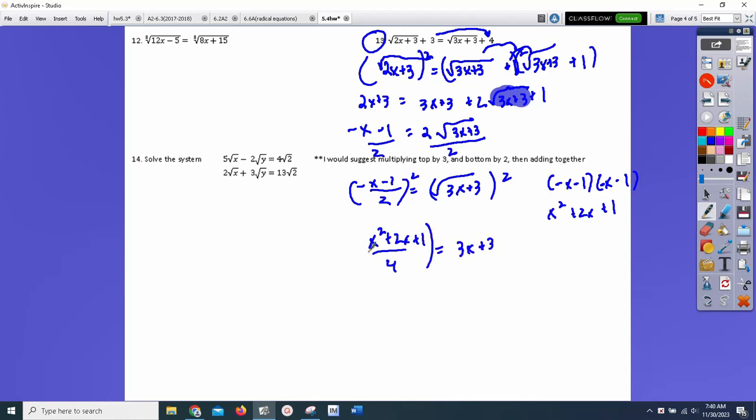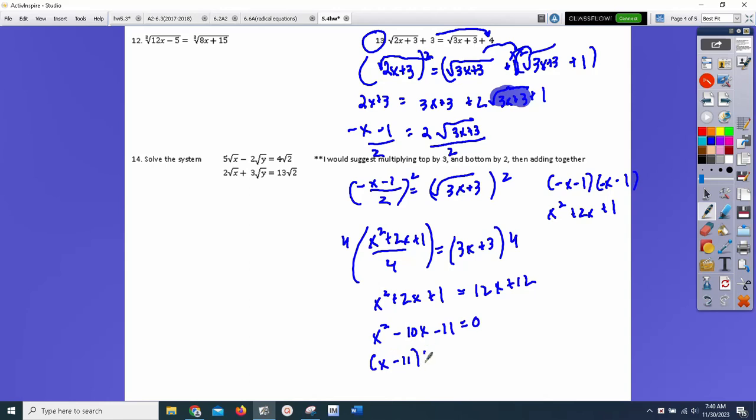I don't like the fact that there's a fraction, so I'm just going to times 4 everything. Now I'm going to shift my x's left, everything left actually. 2x minus 12x is 10x, 1 minus 12 is negative 11. And now I'm going to factor: x minus 11, x plus 1, because negative 11 times 1 is negative 11, and so forth, still equal to 0. X is 11 or x is negative 1. Whew.